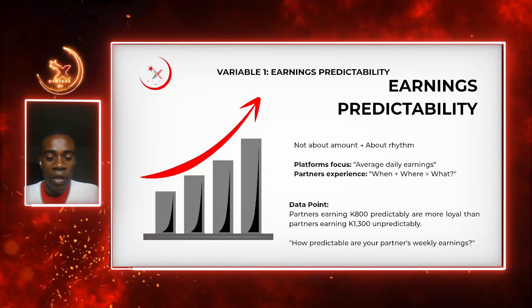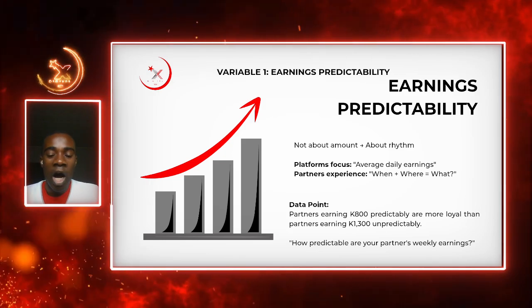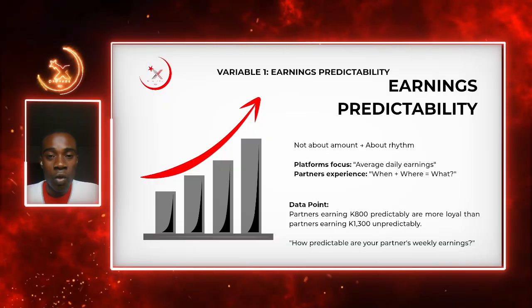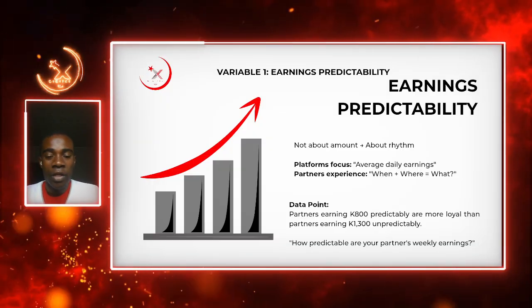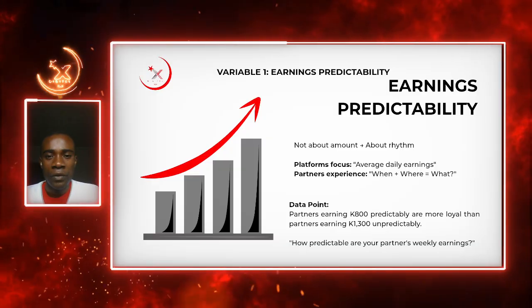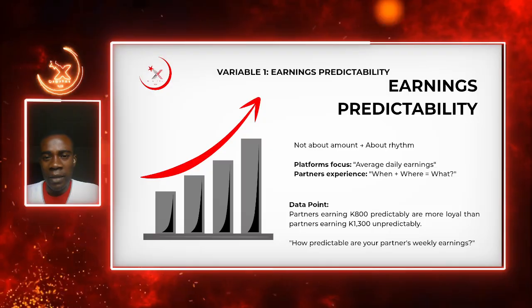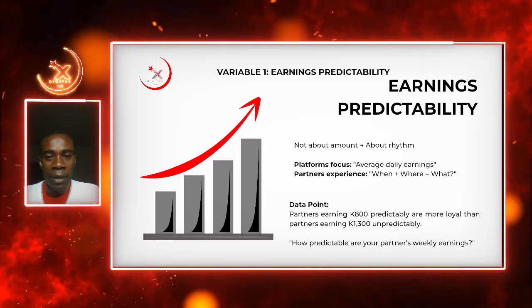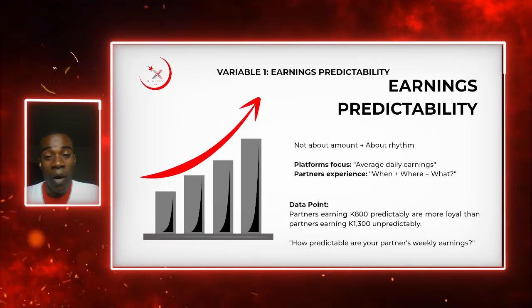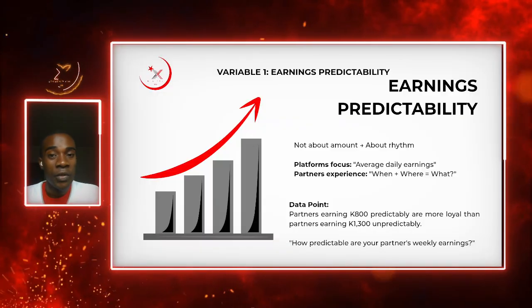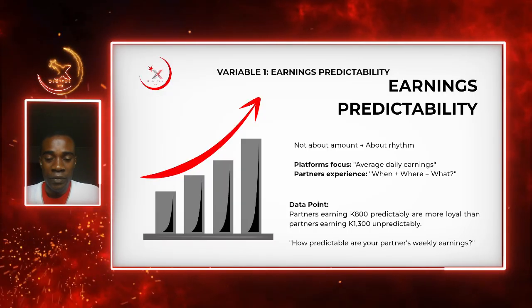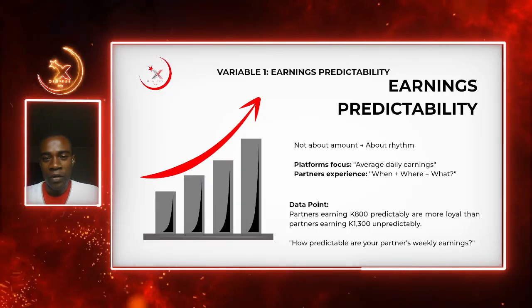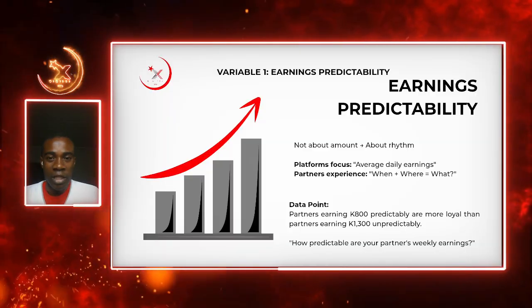So, for instance, your platform might think our average partner earns 1,200 kwacha per day, but in reality, your partner experiences on Tuesdays, if I'm in CBD from 5 to 7 p.m., I usually earn between 400 to 600 kwacha, or from 400 to 700 kwacha. Now you see the difference? It's not about the amount, it's actually about the pattern.